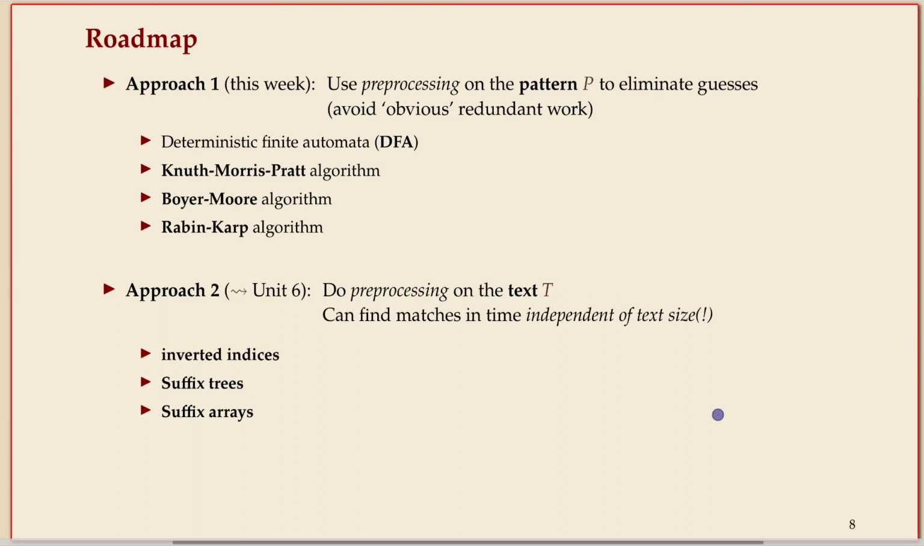The other option is also interesting, though. If the text can be expected not to change all the time, then you can instead pre-process the text, and that can mean you might be able to find matches much, much faster. And we'll do that in Unit 6. You may have heard of inverted indices or even suffix trees, suffix arrays. That's what we'll look at there. This is what's behind search engines, or at least the simpler versions of those.